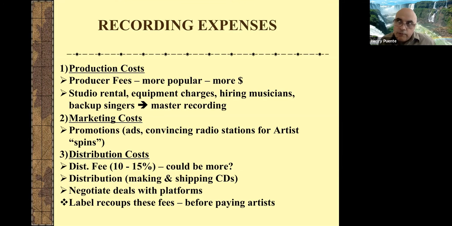This is why oftentimes you'll hear about an artist that may have gone platinum. Platinum means they sold a million copies of a single or a million albums, and they might say, I haven't received a cent yet. It's because the label must have spent a lot of time and money on production, marketing, and distribution costs, that it's very possible they haven't recouped their costs yet.